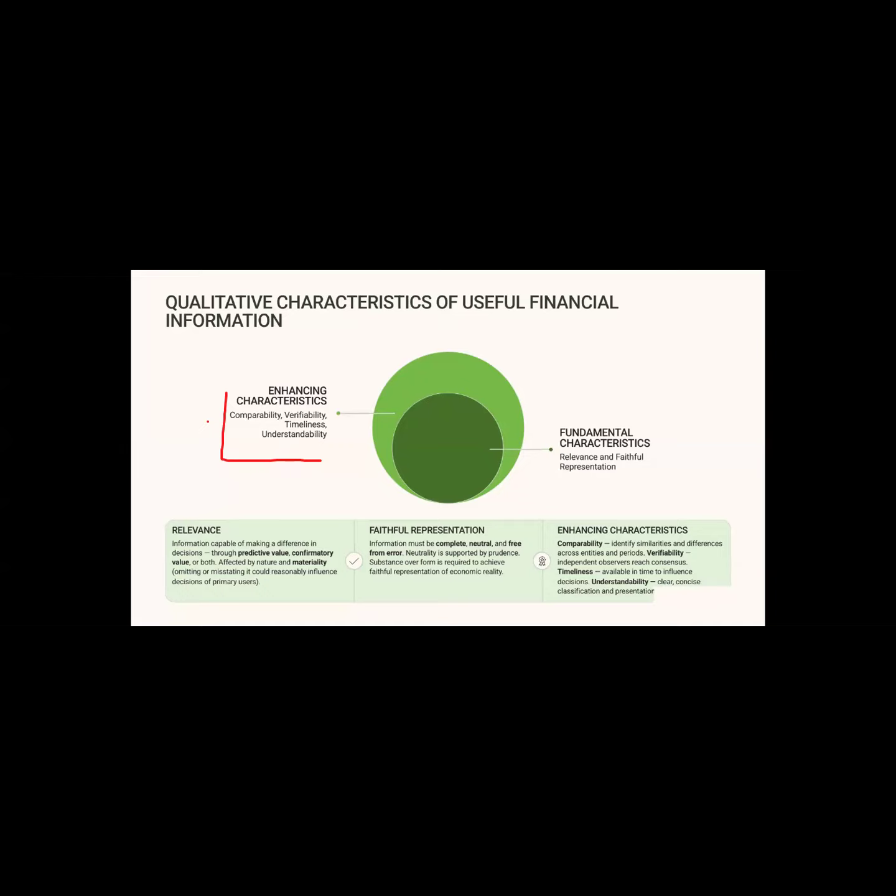Okay. And the next one is verifiability. Verifiability means the information you are providing should be verifiable. You should be able to verify the particular information. Due to that, you know, there is auditing. Once the accounting process is over, companies carry out the auditing process.